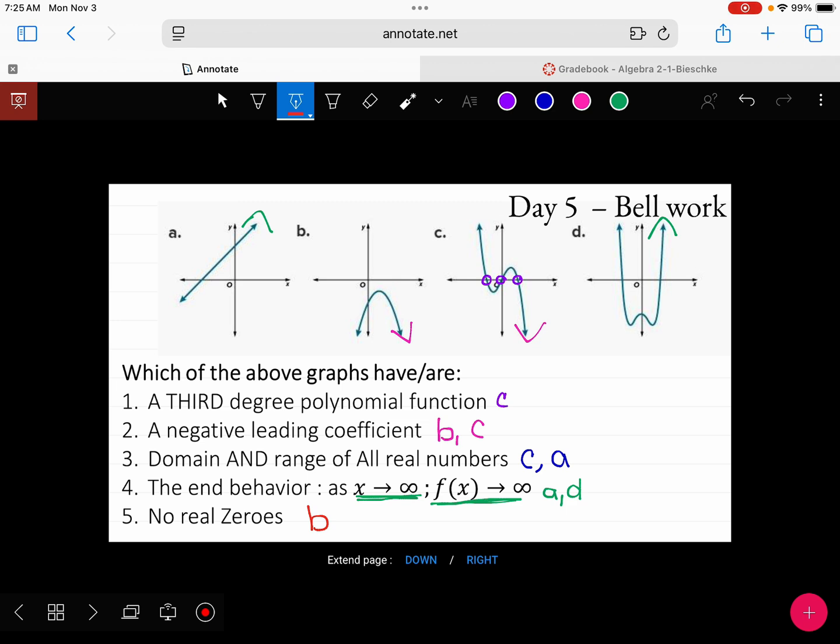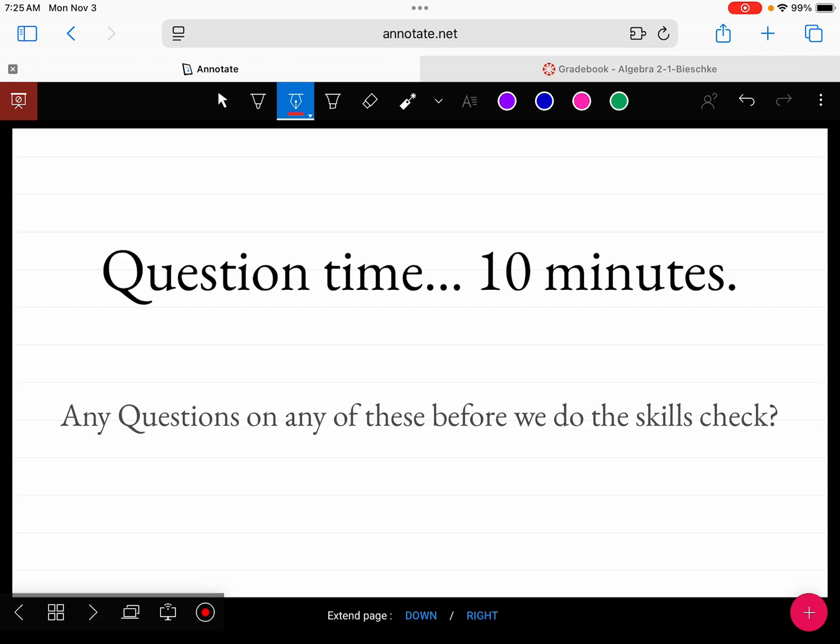Questions on these pieces? Questions in general, because we're doing a skills check today. It's a short one. And honestly, if you could do the bell work, it'd probably be fine. I believe in you.